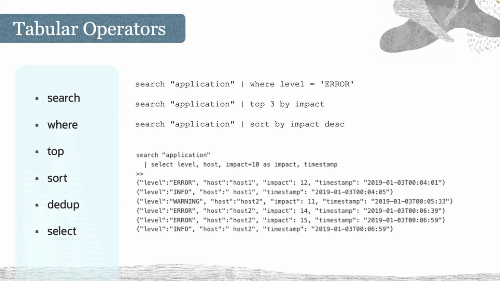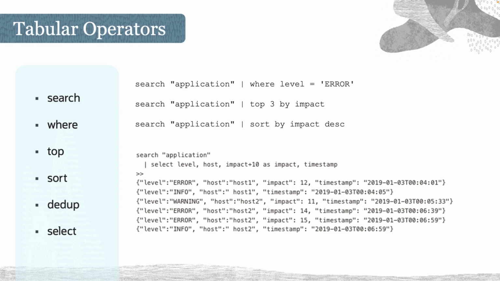Tabular operators are one of the common operators used in a query. You could use the search operator to construct a log stream. The where operator filters the log stream using scalar operators. We'll be seeing those scalar operators later in this lesson. Top would fetch only a specified number of rows from the log stream. Sort would sort the log stream by columns in ascending or descending order.